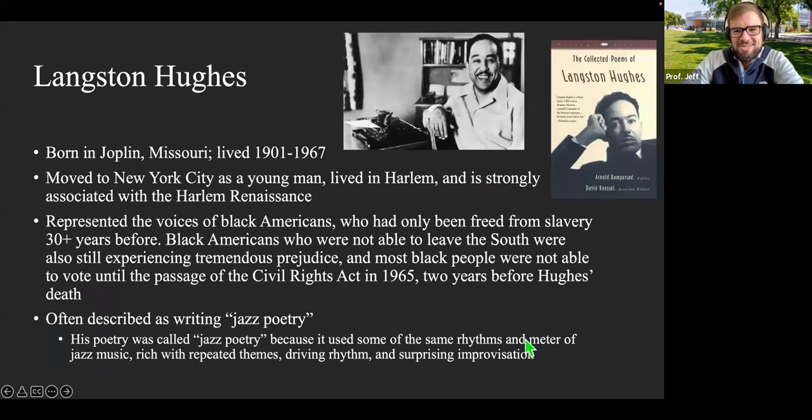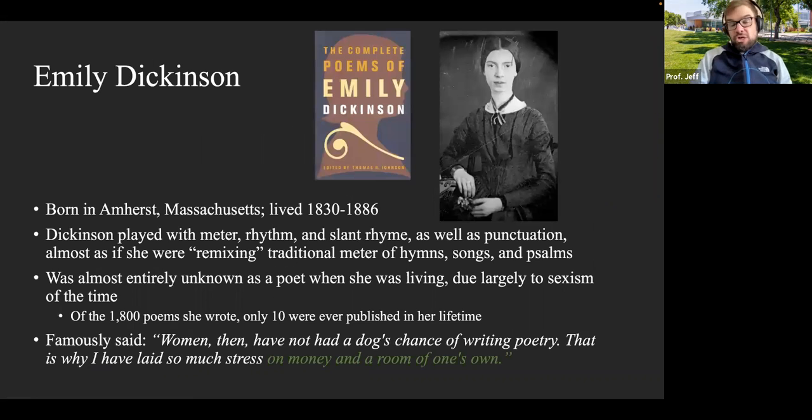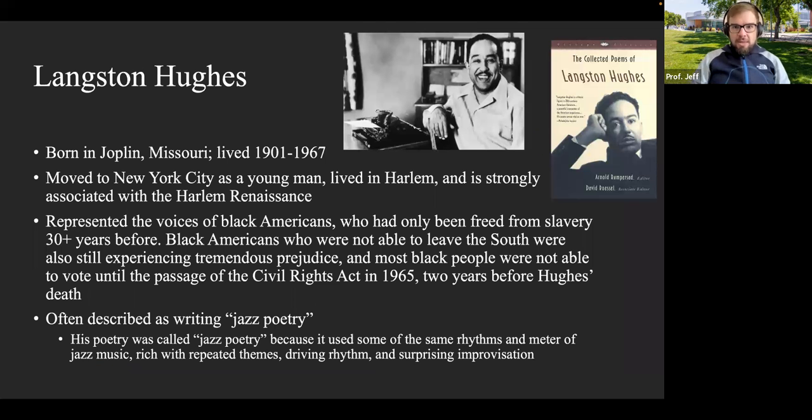All right. So that was Emily Dickinson, right? Famous for using rhyme in fun and interesting ways, famous for using the unstressed, stressed rhythm that we've been talking about. And at the end of the 19th century, she was a really important figure in women's history in the United States, and certainly in poetic history in the United States.